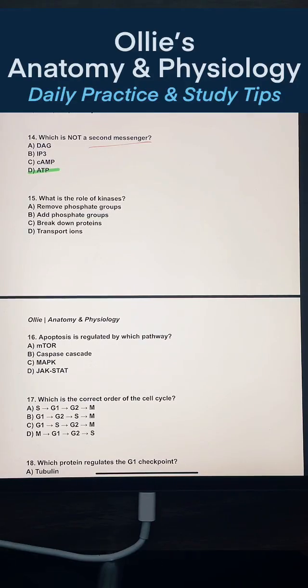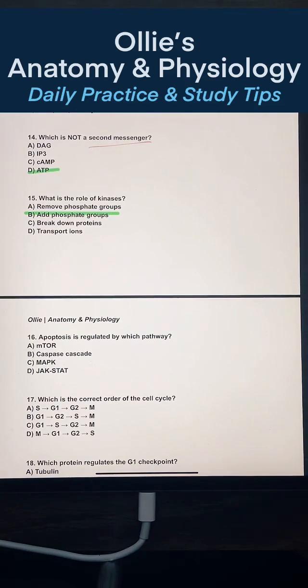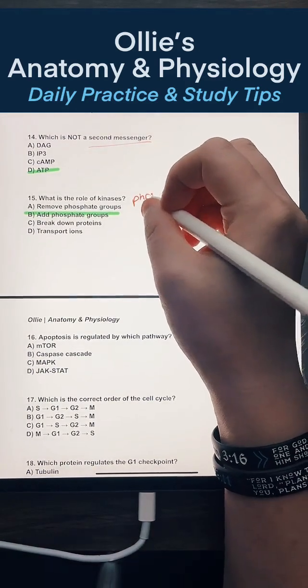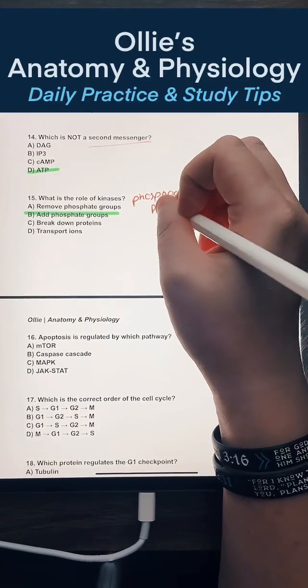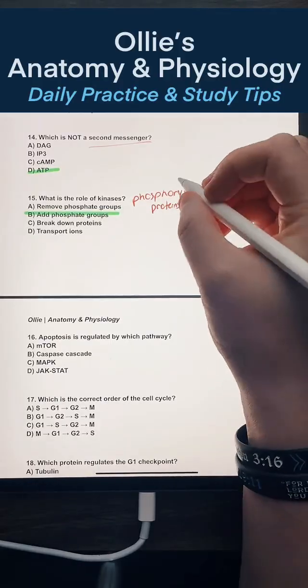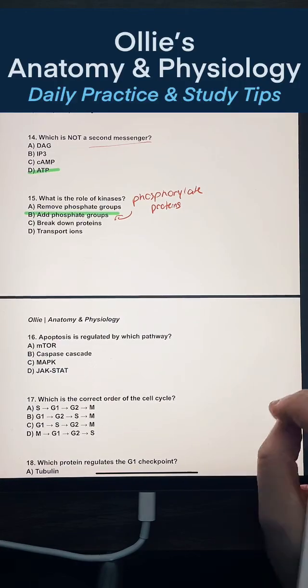But number 15, the answer is B. They're going to add phosphate groups. Kinases are going to phosphorylate proteins. Phosphorylation means to add phosphates. Phosphatases are going to remove phosphate groups.